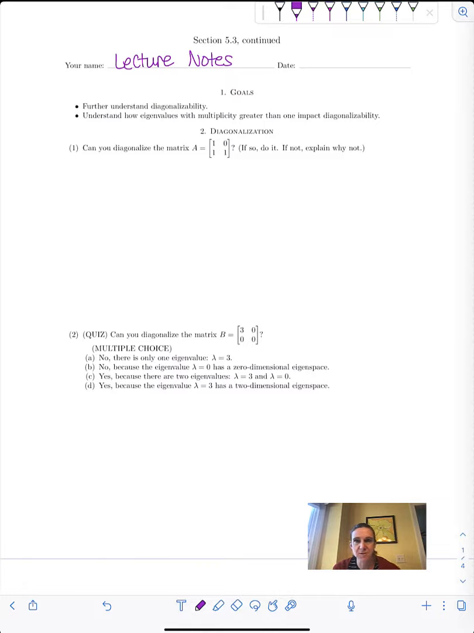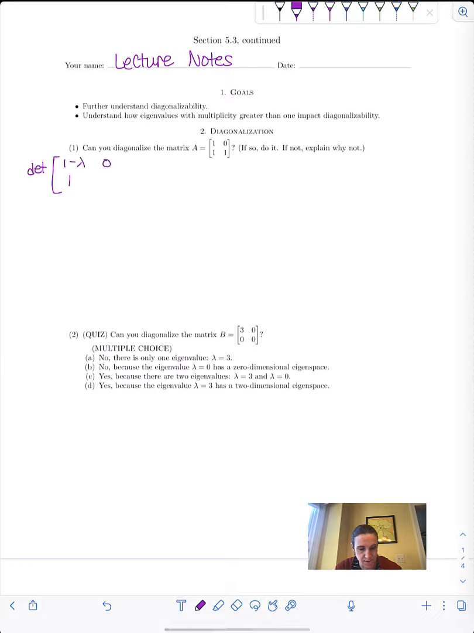Hello and welcome to section 5.3 continued. We're going to keep talking about diagonalizability and try to get at a better understanding of how eigenvalues with multiplicity greater than 1 impact diagonalizability. So if we want to diagonalize a matrix, remember that we need to compute our eigenvalues first.